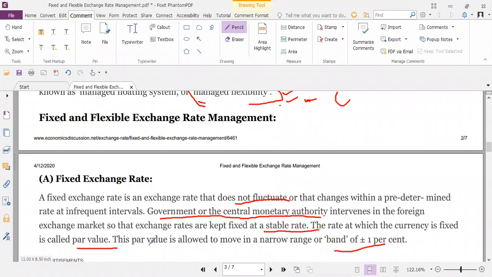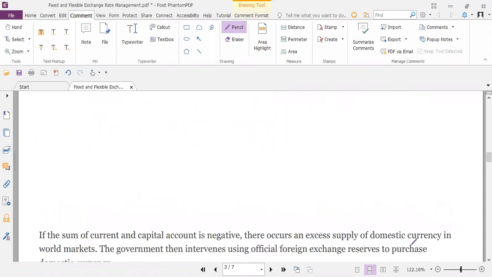The rate at which the currency is fixed is called par value. This par value is allowed to move in a narrow range or a band of plus or minus 1%. So as I've just said, there is no fixed number as such. Always we get a range in economics. There's nothing constant in the economy. The number keeps varying and that's why this range is given, right? Is this point clear?